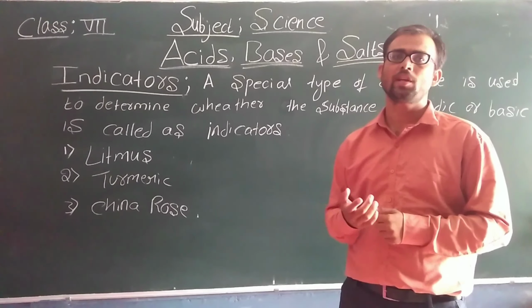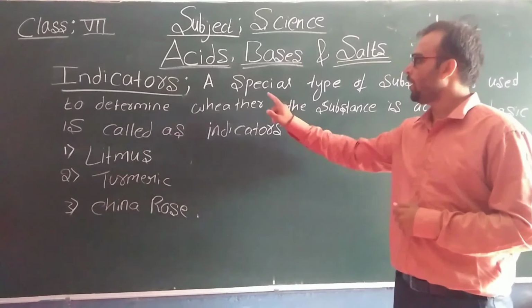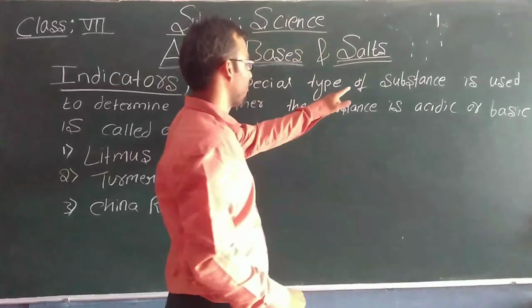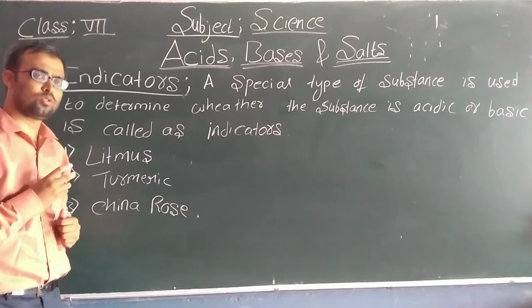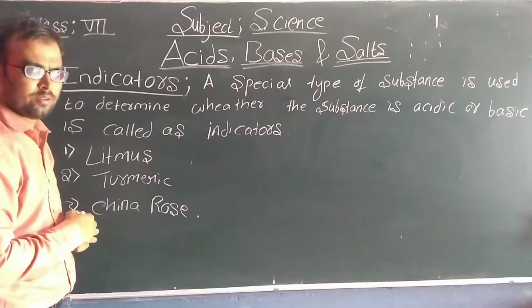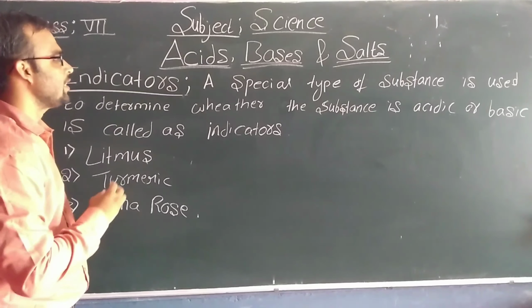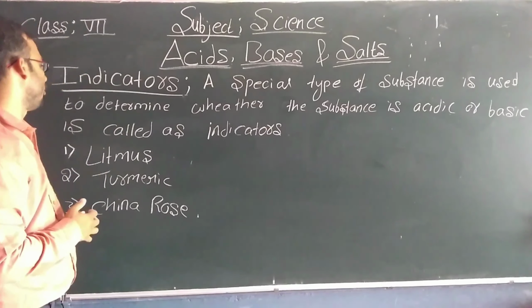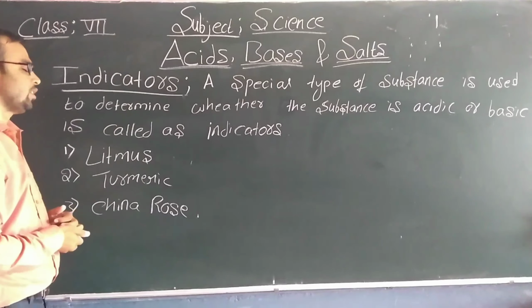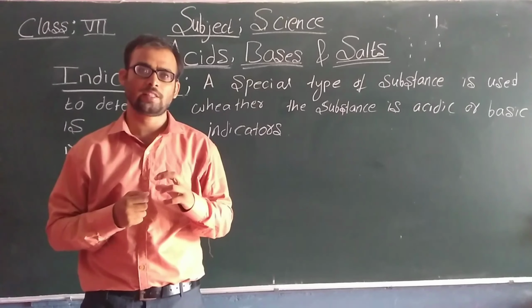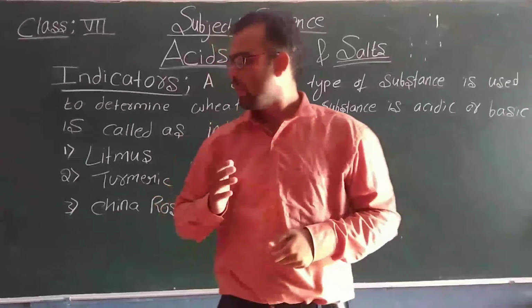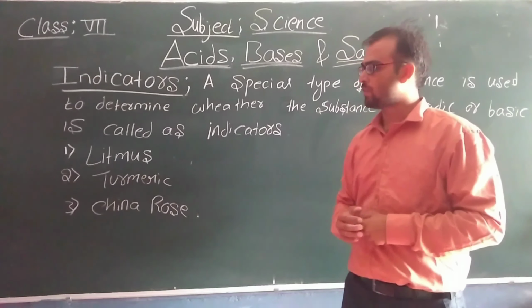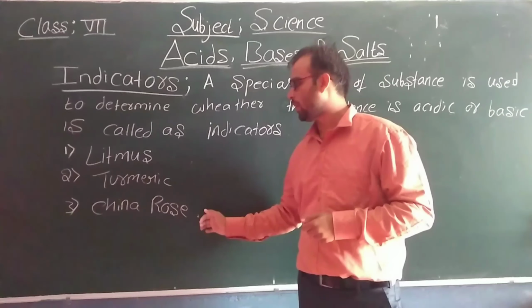Once again, what is an indicator? An indicator is a special type of substance that is used to determine whether a substance is acidic or basic. As I told you, sometimes it is not possible to taste a substance to tell whether it contains acid or base. In this situation we use indicators, and there are some natural indicators: litmus, turmeric and China rose.